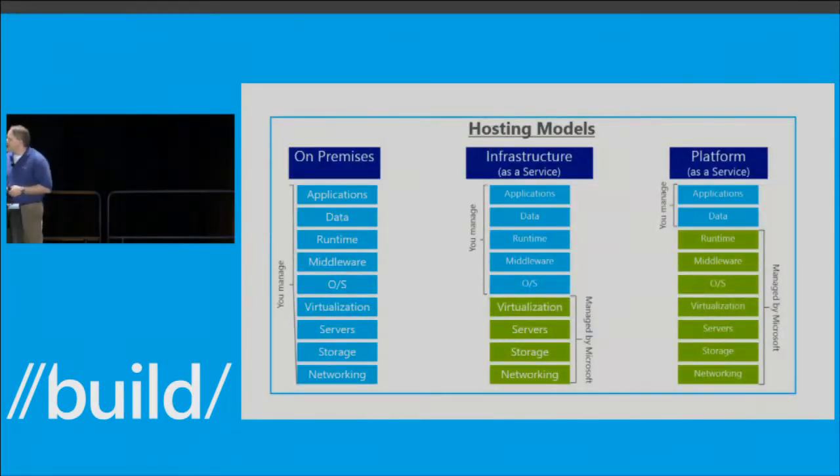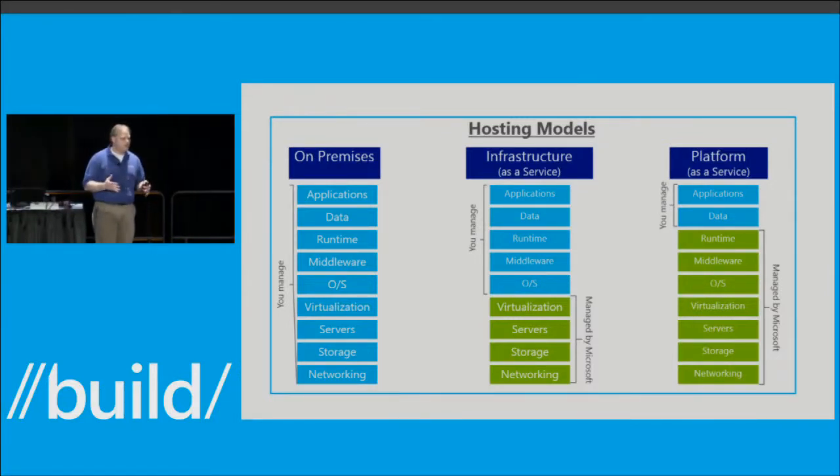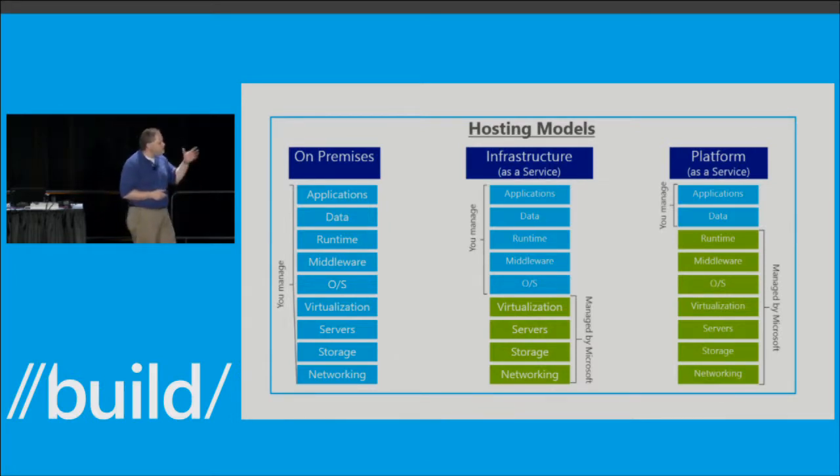Now, as a level set, when we think about compute, there are really three types of compute that people normally think about or that we hear a lot. On-premise is where you own and manage everything, from the hardware to the operating system to the application, a lot of times leveraging tools like System Center, or if you're running virtualization on VMware, those tools, but you're managing the whole stack.